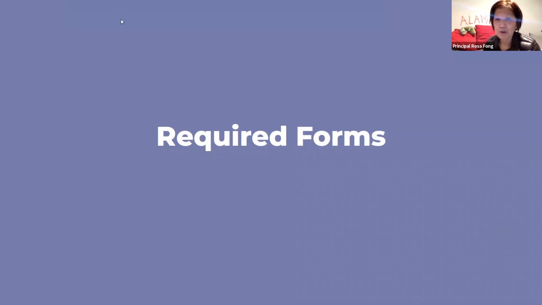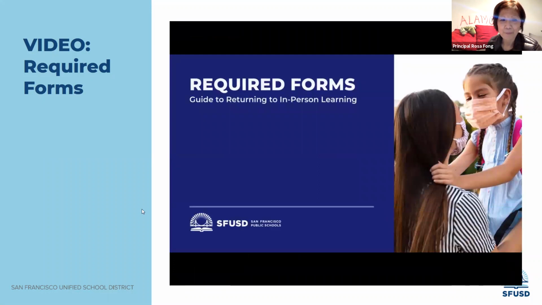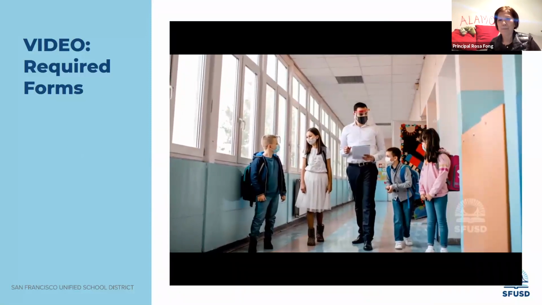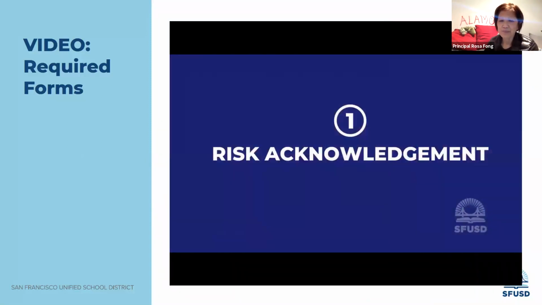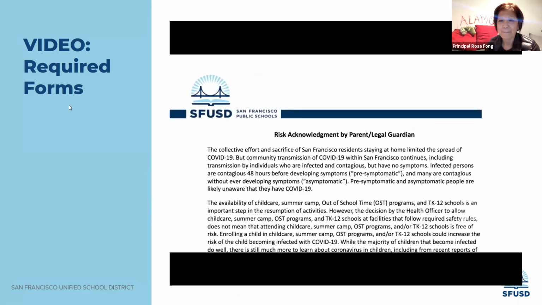So we're going to now talk about the required forms, because we've been getting quite a bit of questions about that too. Before your child can return to in-person school, there are a few forms that must be completed and returned. 1. The risk acknowledgement. This is what the form looks like for pre-kindergarten students, and this is what it looks like for students in grades TK through 12.